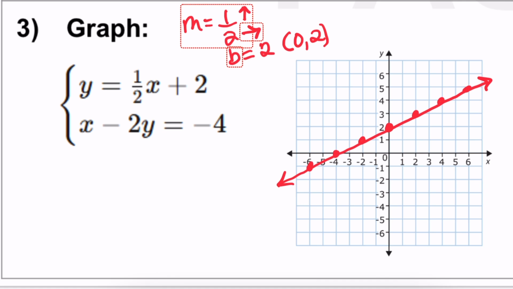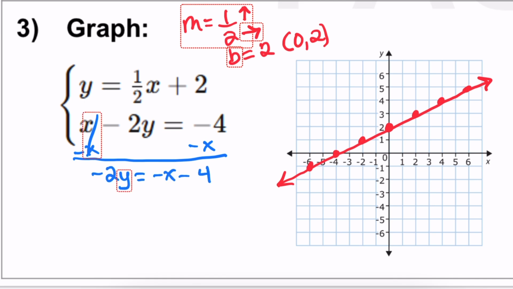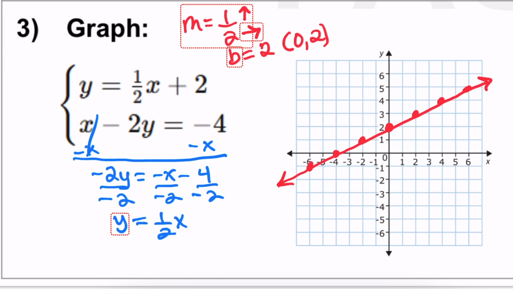This one is in standard form, so you would want to change it to slope-intercept form. That means you want to solve for the value of y. So we would subtract x from both sides. And this would be negative 2y is equal to negative x minus 4. Divide everything by negative 2. And so y is equal to 1/2 x plus 2.